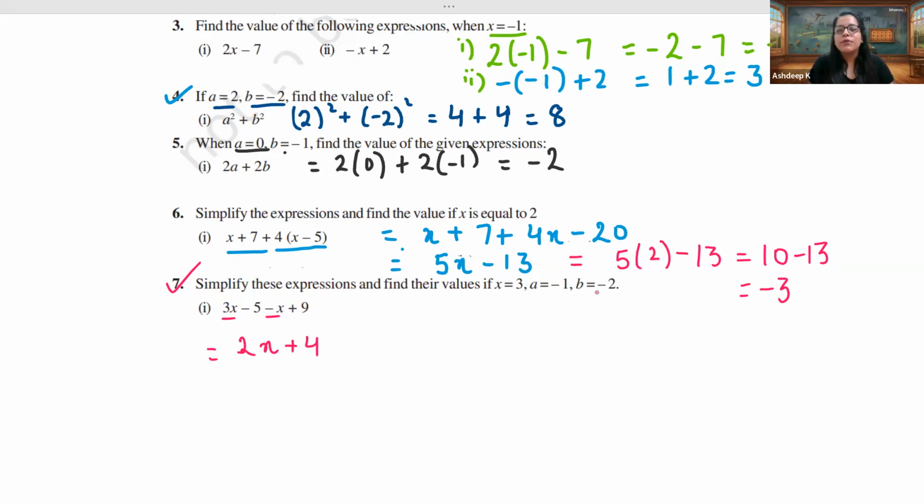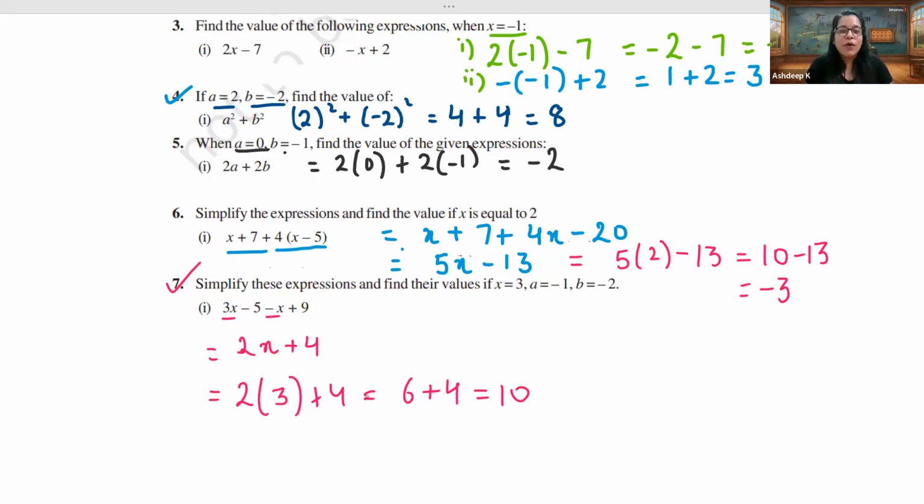Now we would simply put the values. But we can see that here they have given a is minus 1, b is minus 2. That is just for the confusion part. So here we do not have any variable a or b. We just have the variable x. So we'll directly put the value of x, that is 3. So 2 into 3 plus 4, that is nothing but 6 plus 4. So the answer would be equal to 10.